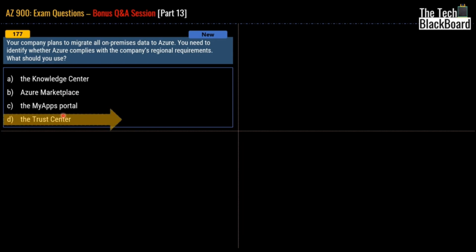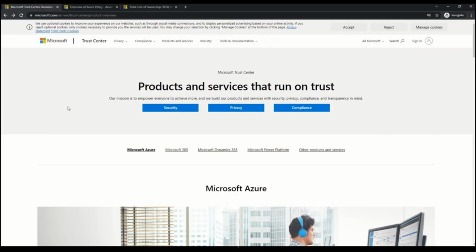Now let me take you to the Microsoft documentation where we can read more about Trust Center. So here I am on the Microsoft Trust Center portal, and you can see that it says our mission is to empower everyone to achieve more, and we build our products and services with security, privacy, compliance, and transparency in mind. You can already see that this page is primarily divided into three major sections. One is security, another is privacy, and the third is compliance.